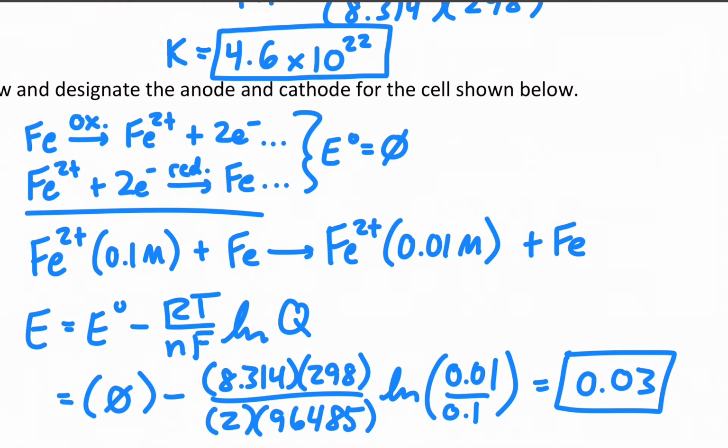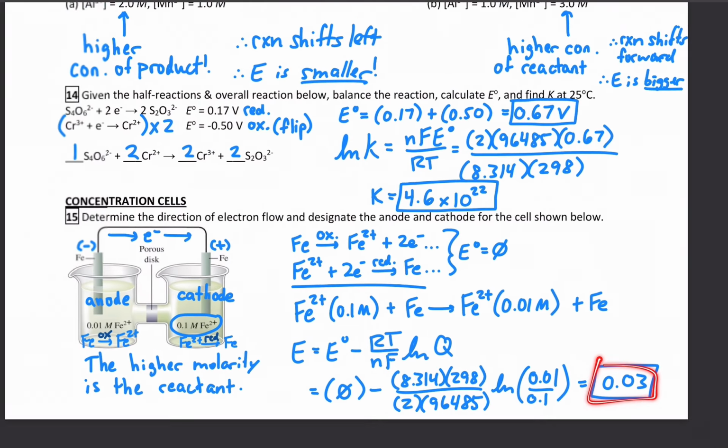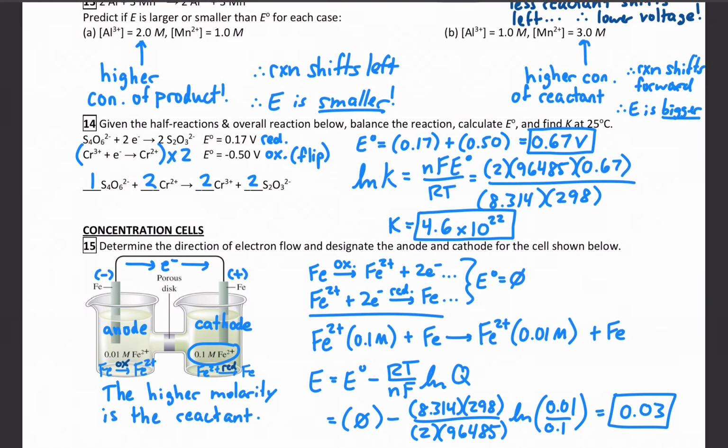Note, if you accidentally reciprocate the Q value, you would just get a negative number and know you made a mistake. The cell potential is always positive for a concentration cell because that Q ratio is always a fraction. So the log of a fraction is a negative number, and then a negative number times a negative number gives you a positive potential. So that's how a concentration cell works.